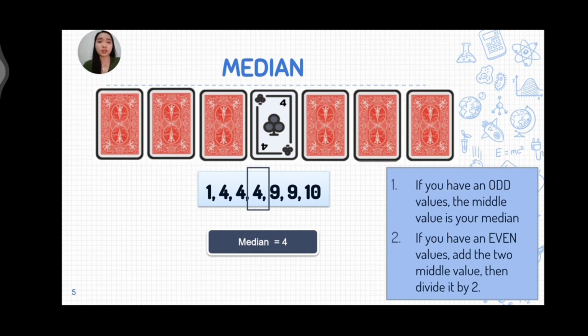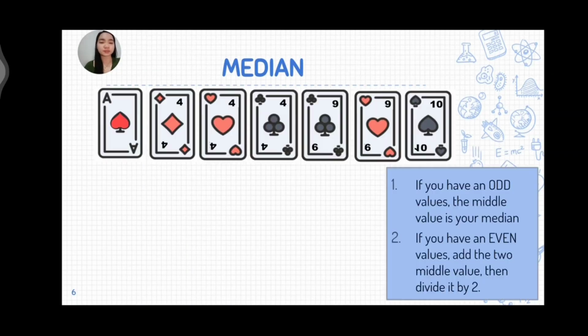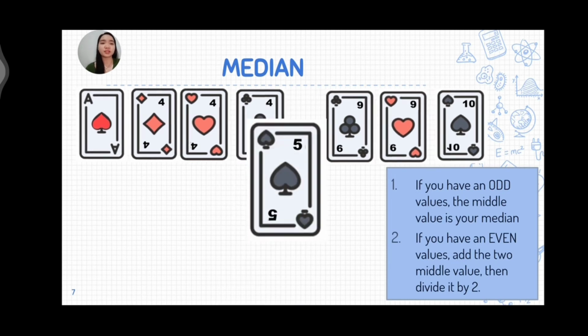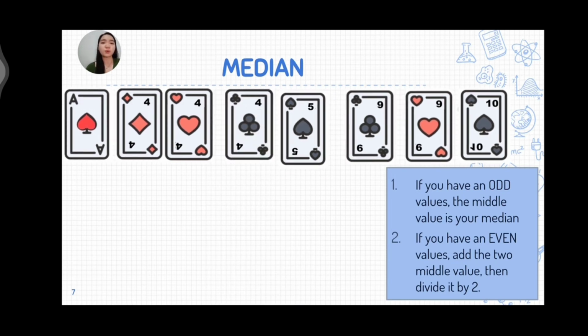Okay, let's have another example for median. What if I draw another card, which is spade of 5, and then put it in our set of values? That would be 1, 4, 4, 4, 5, 9, 9, and 10. So how many values do we have in our data set? 1, 2, 3, 4, 5, 6, 7, and 8. So we have 8 values in the data set.